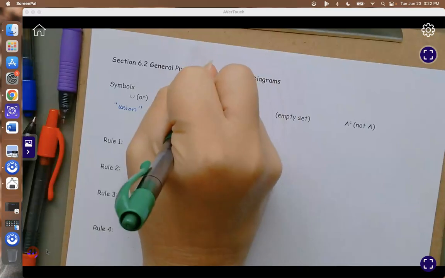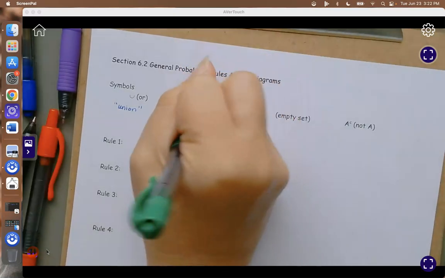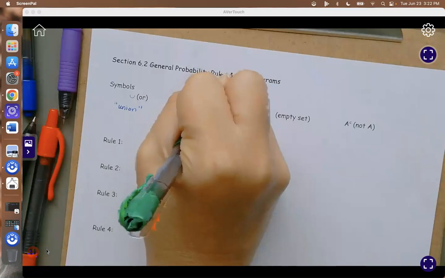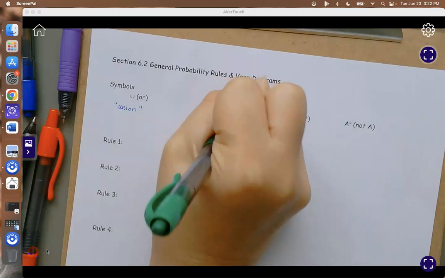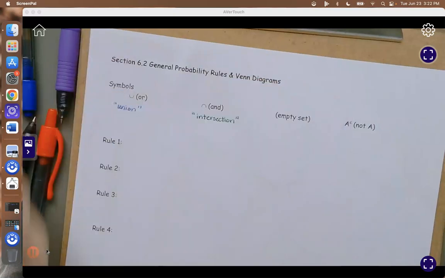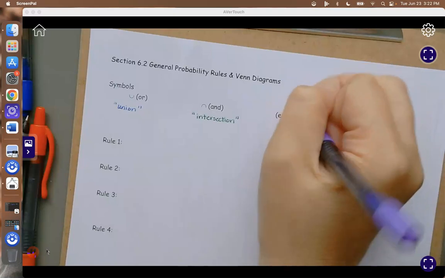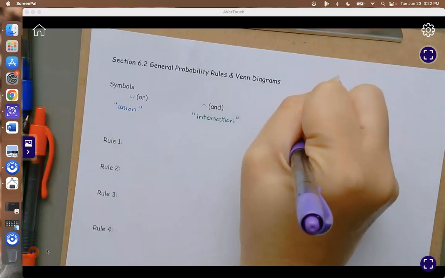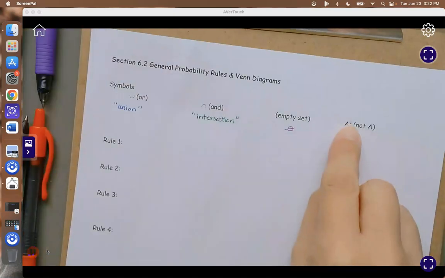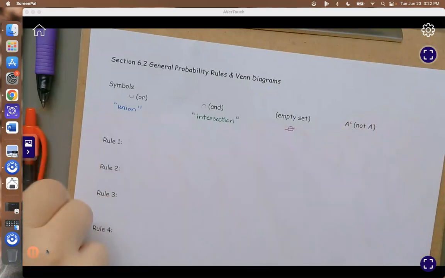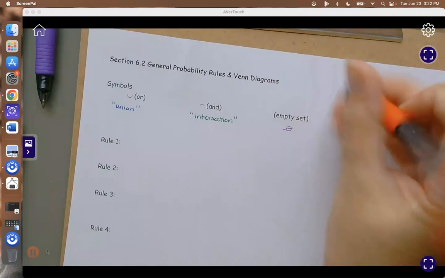This is called the intersection, so it looks like an N. It's called the intersection. It means and this happens. And all of you know what the empty set looks like. It looks like the no solution. And an exponent of C means not. So not A. It's called the complement. So when you see the C, it's called the complement.